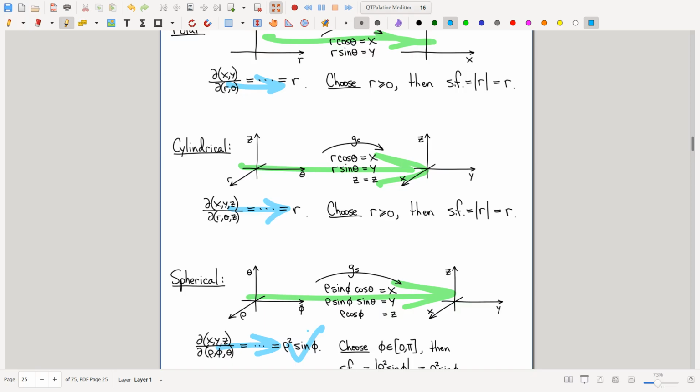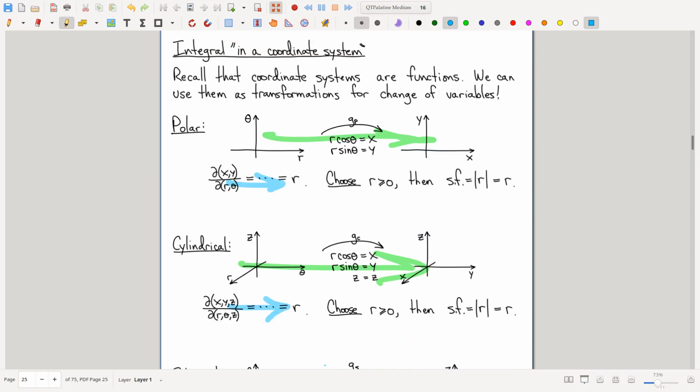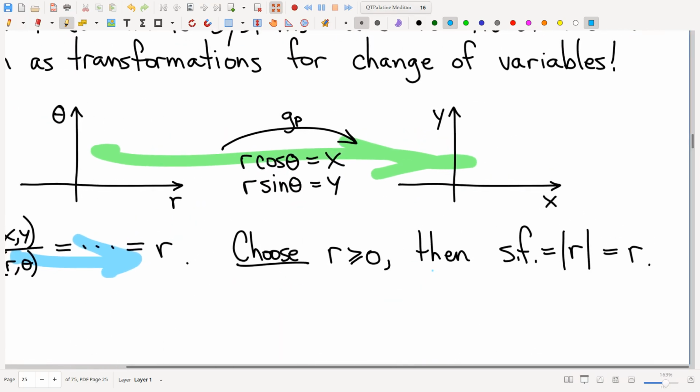Okay, now let me zoom in real quick. Our stretching factor, don't forget, has these absolute values in it. This is not a minor note. It is something you have to take seriously. You will get wrong answers and your bridge will fall down if you don't remember those absolute values. So, my Jacobian determinant is r, my stretching factor is the absolute value of r. Oh my gosh, am I going to have to deal with absolute values every time I do this?